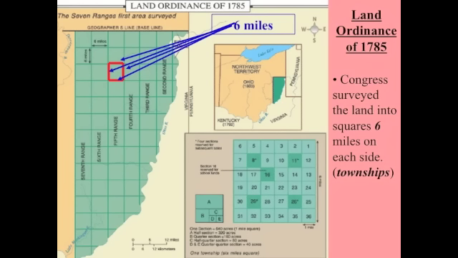So the Land Ordinance of 1785 was basically taking a huge plot of land like the Northwest Territory and dividing it into squares. Each of these squares is going to be 6 miles on each side. So the square is going to be 6 north, 6 east, 6 west, and 6 south all around. These 6-mile squares would then become townships.